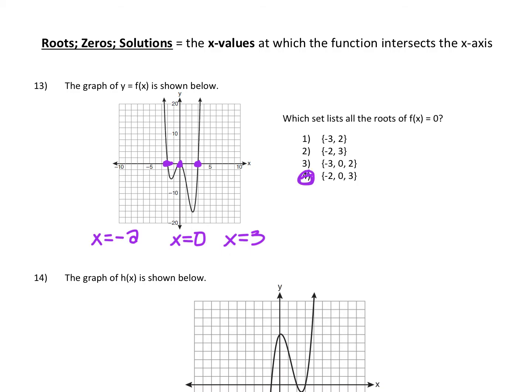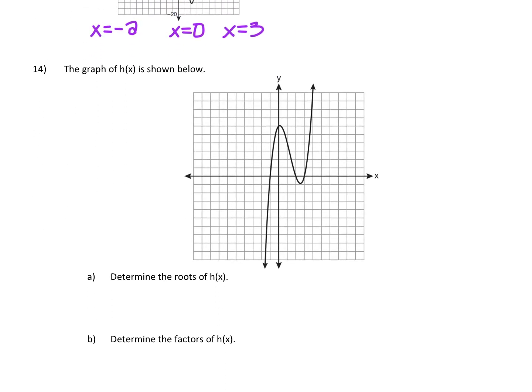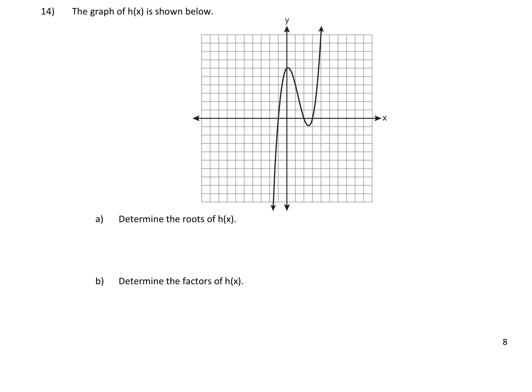All right, so let's take a look at the next one. The graph of h of x is shown below. So they want us to determine the roots. Again, the roots are where the graph crosses the x-axis. So we could see we have a root at -1, at +2, and at +3. We could either list them out, like I did right here, or if you prefer, you just put them in curly brackets. And if you put them in curly brackets, you list them in ascending order, from least to greatest. So right like that.